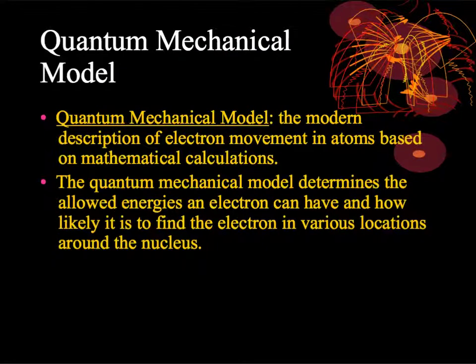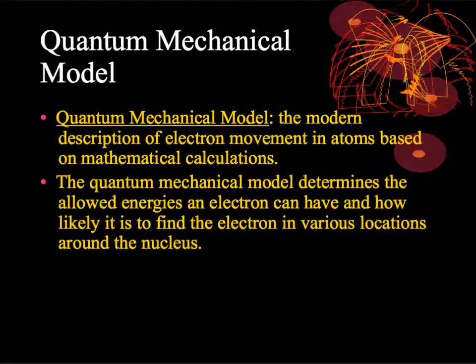Okay, first thing we're going to talk about, we recently talked about Bohr, Niels Bohr, but after Niels Bohr we actually came up with the quantum mechanical model. The quantum mechanical model is the modern description of electron movement in atoms based on mathematical calculations. Schrödinger actually is the one who came up with this mathematical model. And so this quantum mechanical model determines the allowed energies an electron can have and how likely it is to find the electron in various locations around the nucleus.